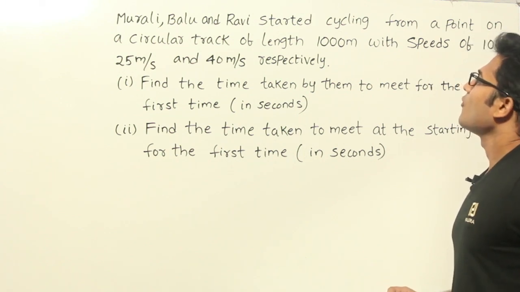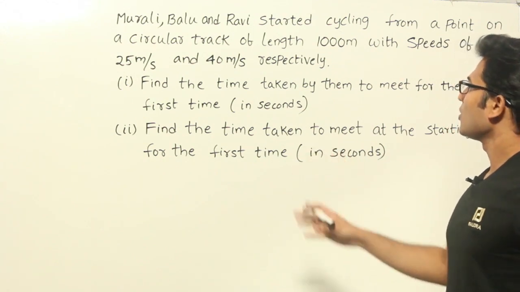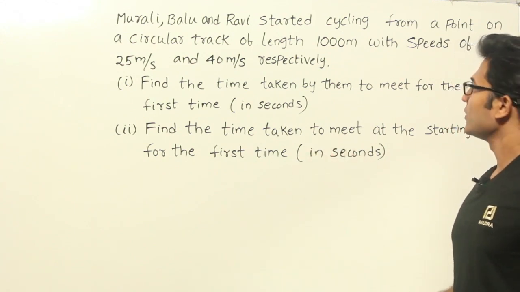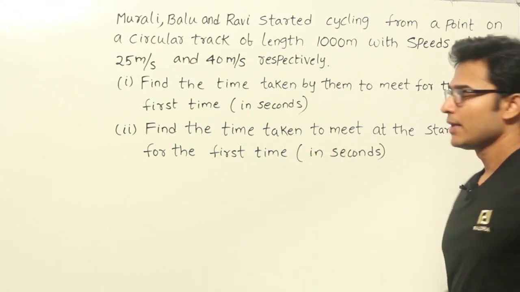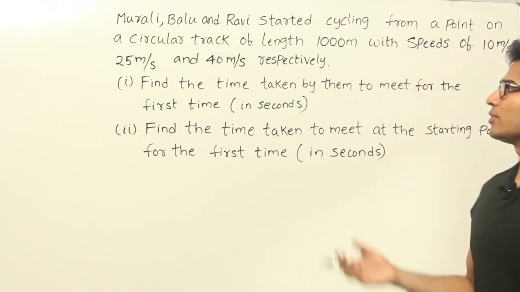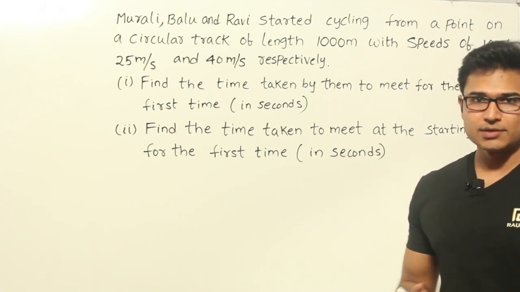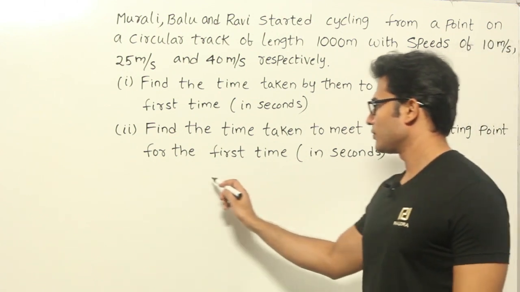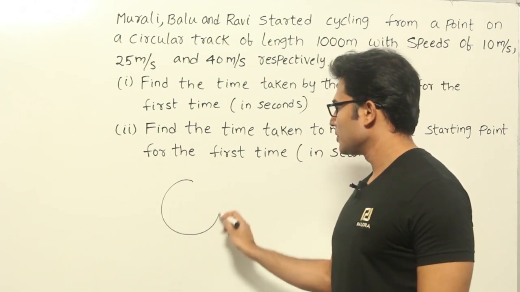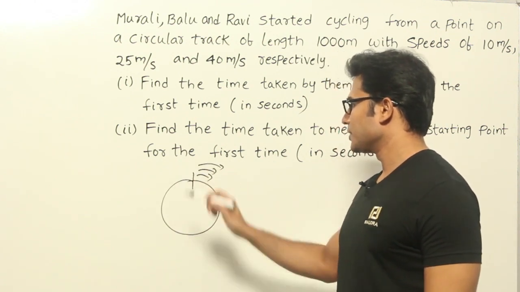Now when we are talking about meeting for the first time, we mean to say that they're all cycling in the same direction. Okay, so if they are going to cycle in different directions, it might be complex. So in all these cases, whenever you have three players, assume that they're all going in the same direction. That is the model which we are going to cover here. So three people are going to travel in the same direction with different speeds, right?